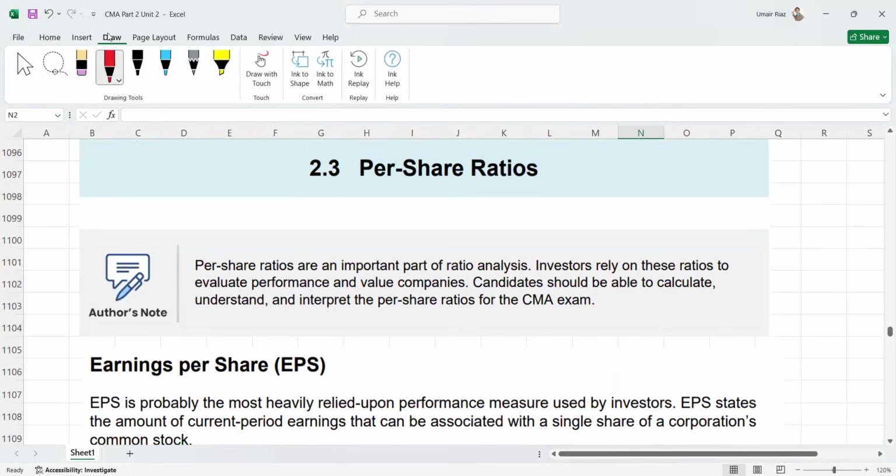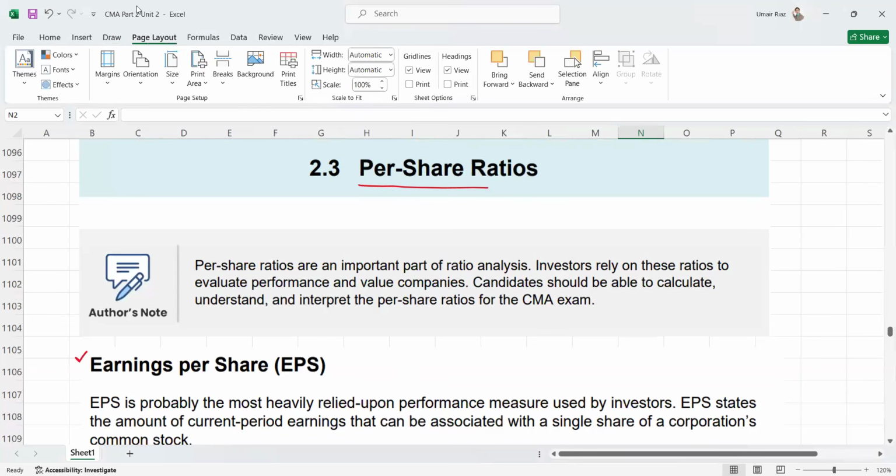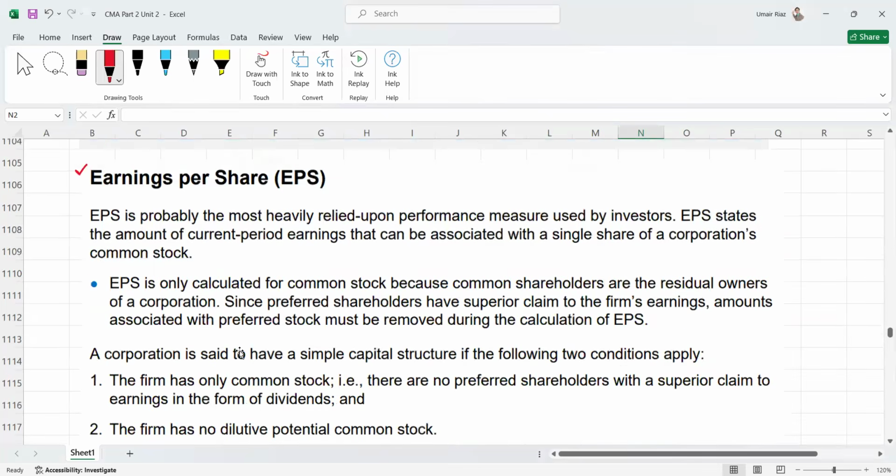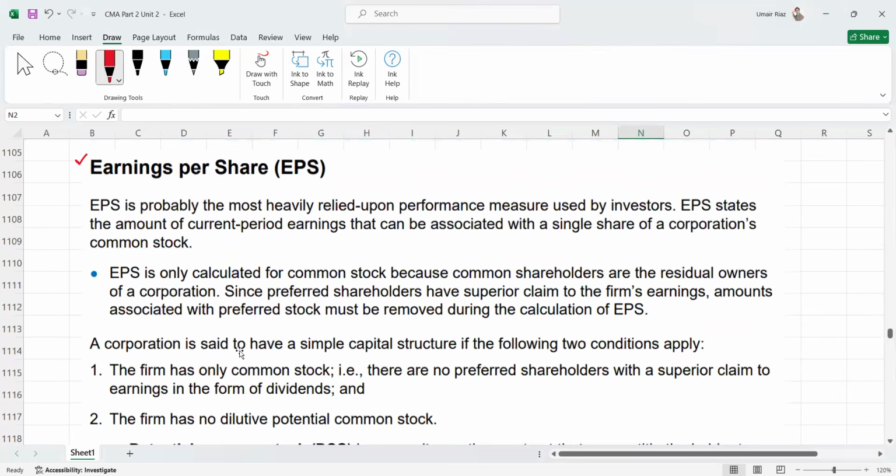So here we go, guys. First of all, the first ratio under the per share ratio topic is earnings per share. The earnings per share ratio is a really important ratio. Why is it important? Let me give you an idea. For example, being an investor, meaning a shareholder, especially a common shareholder, we need information on earnings per share.